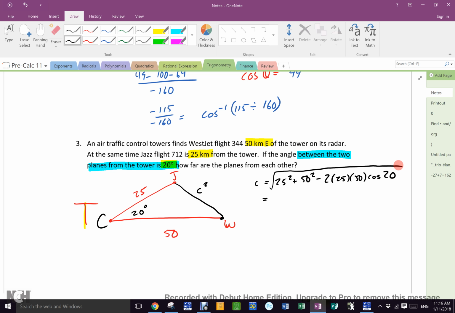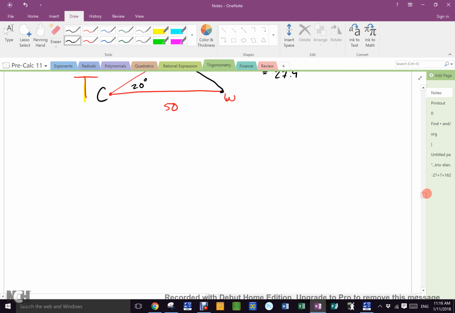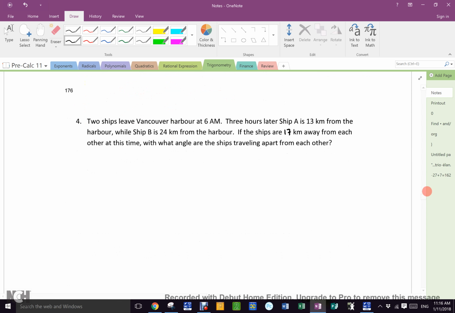Who has an answer for me? 27.9. Does anybody corroborate that? Agree. Yes? Okay. Everybody cool? All right, there's a typo in the next question. The ships are 17 kilometers away from each other, not 10.